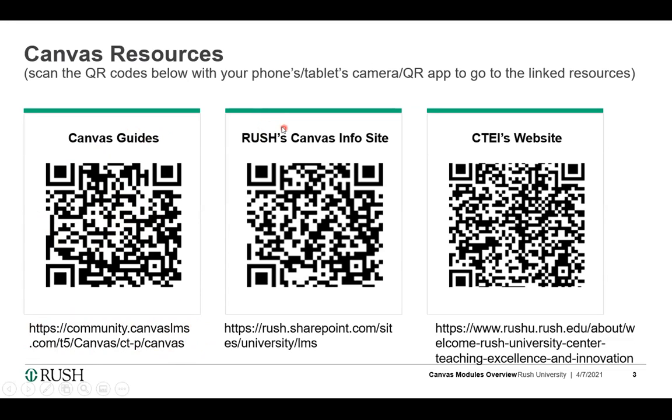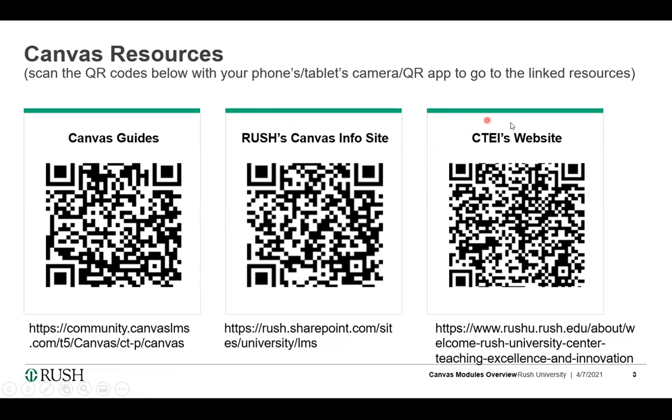I've also provided the link to Rush's Canvas info site. Again, you can scan this QR code with your camera or your QR app on your phone or tablet, and that will take you to this link here, which provides all of the details and statuses of our Canvas migration, including the list of the various Canvas professional development or training sessions, and the link to log into Canvas, as well as a high-level time frame for the Canvas migration.